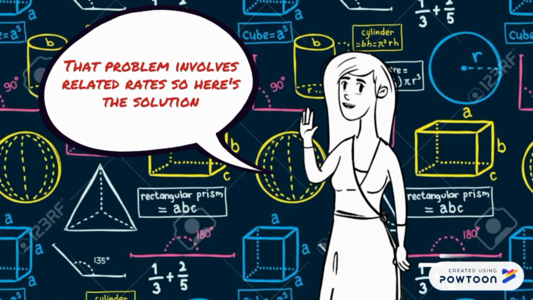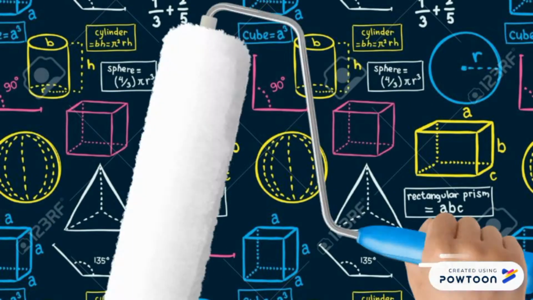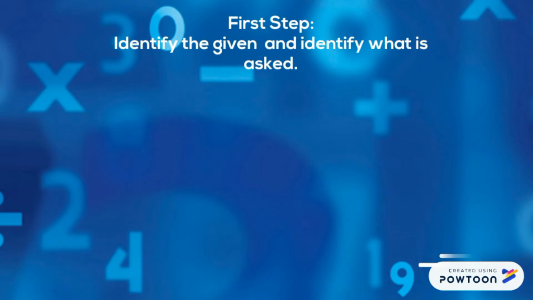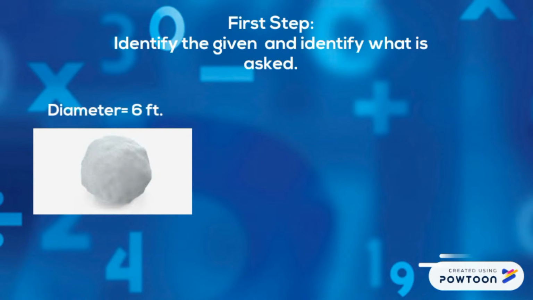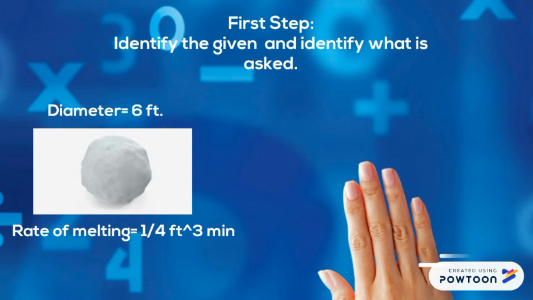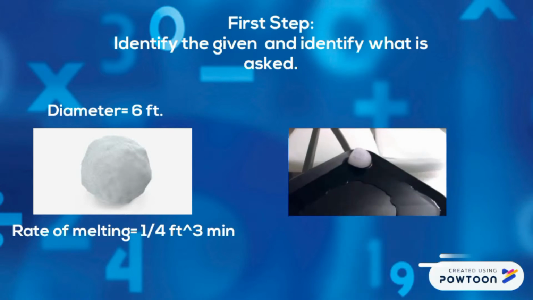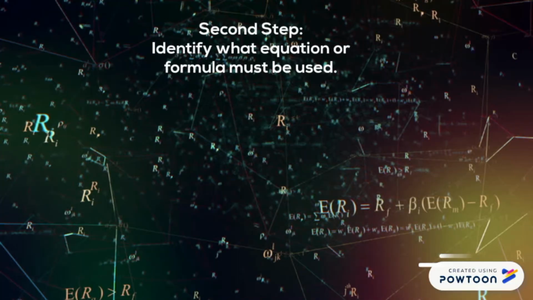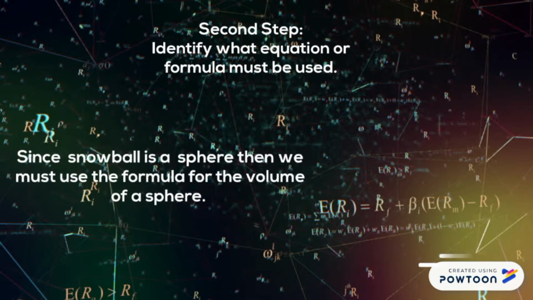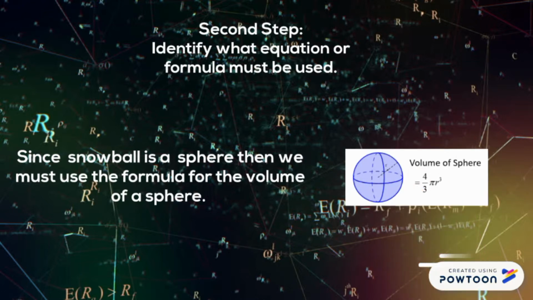There are 3 steps to solve the problem. First step, identify the given and identify what is asked. The diameter of the snowball is 6 feet and the rate of melting is 1/4 feet cube per minute. What will be the rate when the radius is 2 feet? Second step, identify what equation or formula must be used. Since snowball is a sphere, then we must use the formula for the volume of a sphere.